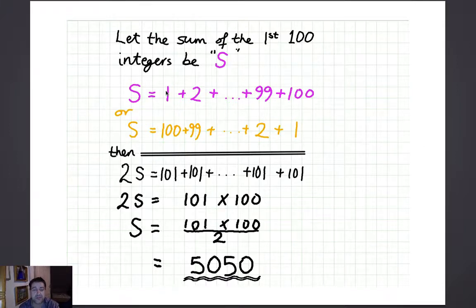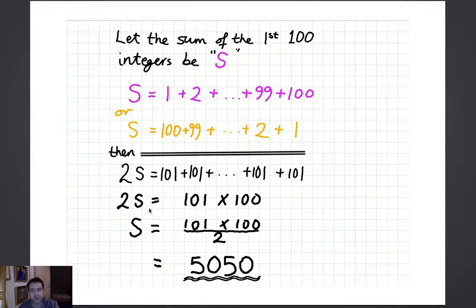And then the interesting thing is that vertically, they all add up to 101. So 1 plus 100 is 101. 2 plus 99 is 101. And then all the way down to 99 plus 2 is 101. And then at the end, 100 plus 1 is 101. So you get lots of 101s added together. How many of them? Well, you get 100 of them because this goes from 1 to 100. So 2S equals 101 plus 101 plus 101, lots of 101s. 2S equals 101 times 100.